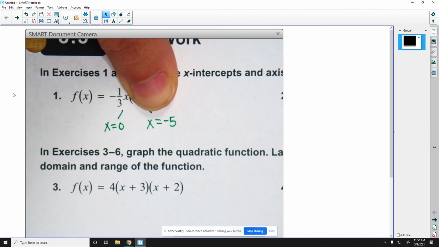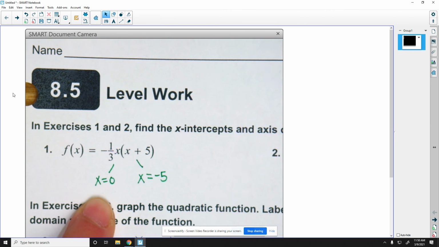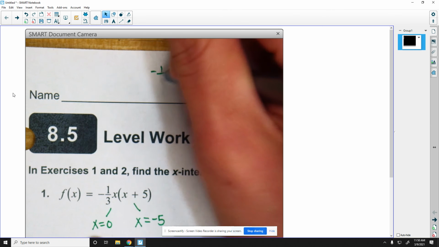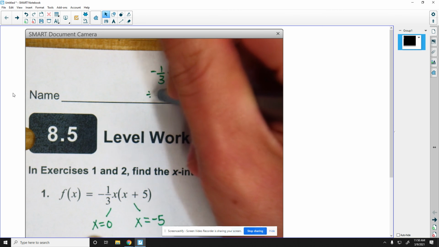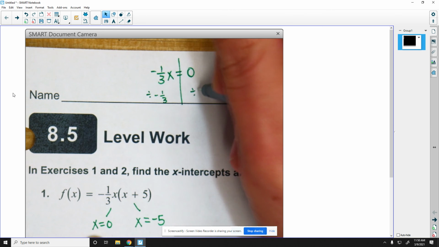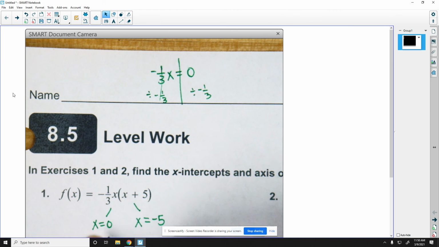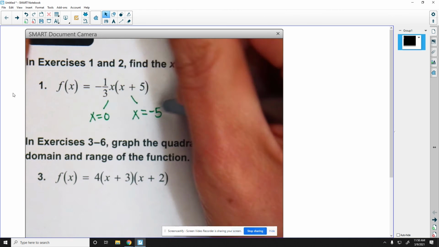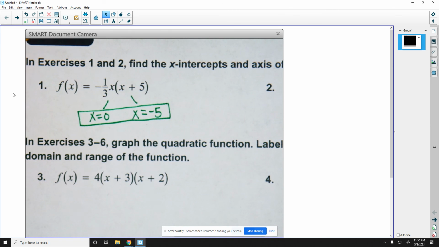So again, the reason why x equals 0 here is because remember, if I had, I'm just going to write it up here, -1/3 x, setting it equal to 0, wouldn't I just divide both sides by -1/3? And that's why 0 divided by -1/3 is 0. That's why x is 0, right? Okay, so here are my x-intercepts, which are the same thing as my zeros.